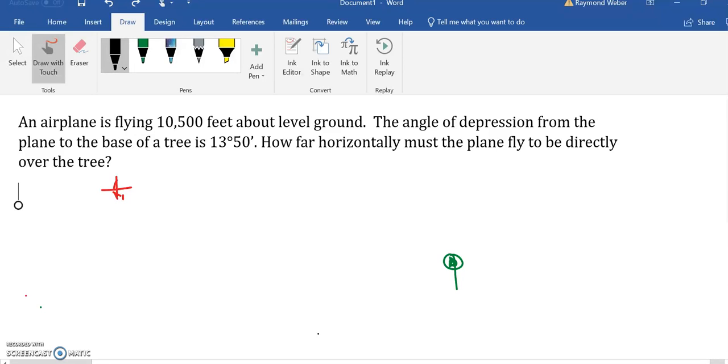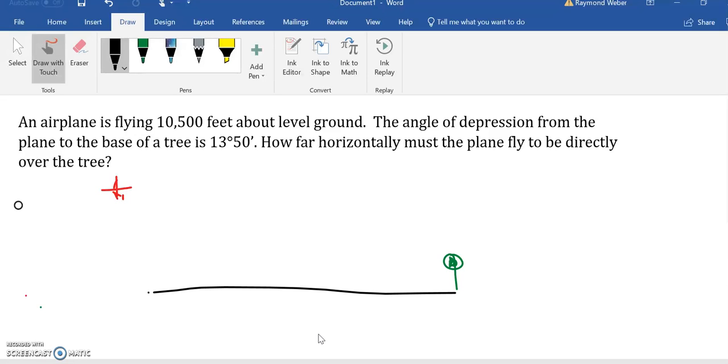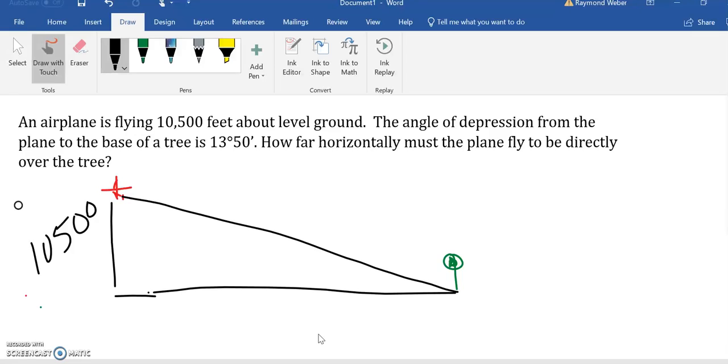And the angle of depression, so here he's flying above level ground, so we're assuming that this is a nice straight line. I didn't draw a straight line, but we're assuming it's a nice straight line. And he's 10,500 feet up in the air. And the angle of depression from the plane to the base of the tree, so down to there, here's the horizon, line of sight, the angle of depression is right here, 13 degrees, 50 minutes.